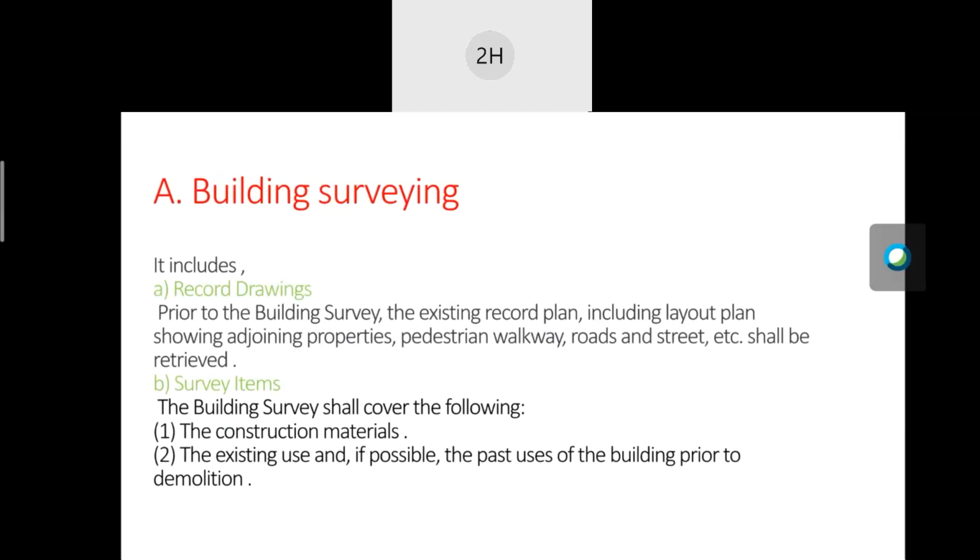Building surveying. It includes record drawings. Prior to the building survey, the existing record plan, including layout plan showing adjoining properties, pedestrian walkway, road and street, etc., shall be retrieved. Survey items: the building survey shall cover the following, that is the construction material, the existing use and the past uses of the building prior to the demolition. Next slide.